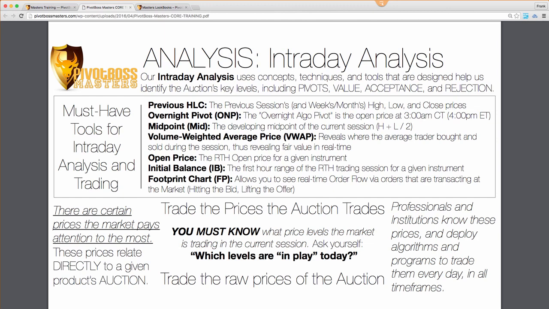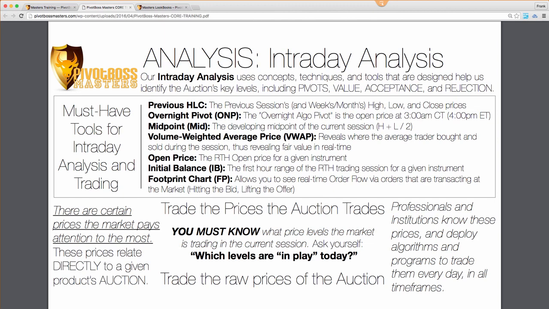The midpoint is basically the high plus low divided by 2 of the current session. And it's the developing midpoint, which means you want to identify the midpoint with every new high or new low that enters the market. So if there's a new high and the same low, then it's going to update that pivot and push the midpoint higher. If it's the same high and a new low, then it's going to push that pivot lower. So you want to see the developing midpoint, because this is where you can see a lot more of the action off that level.